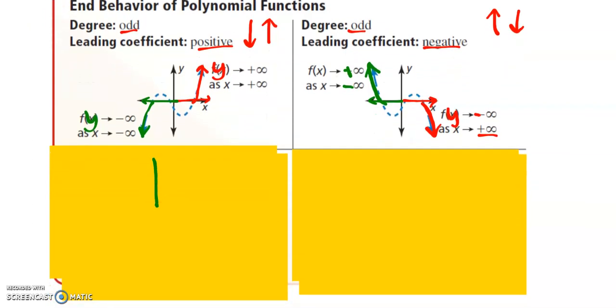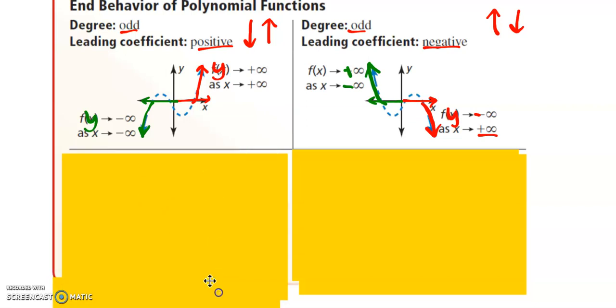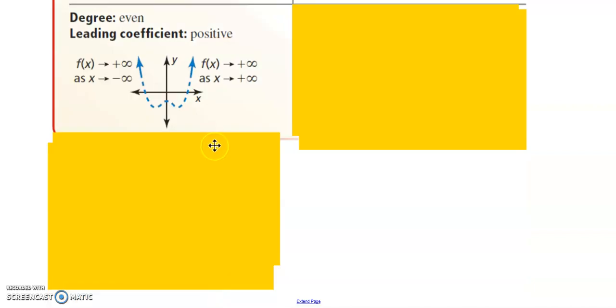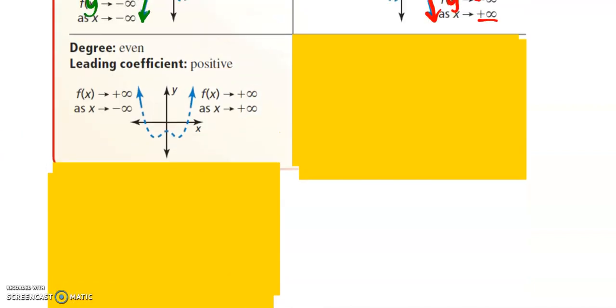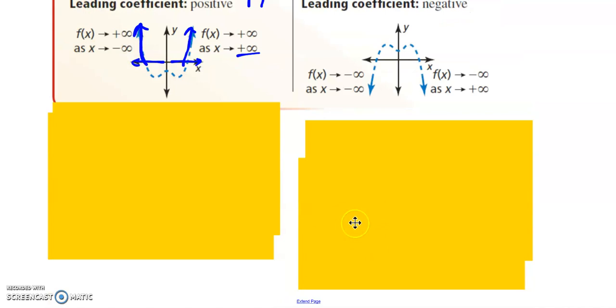Okay, next one then. Let me erase that. Next one. We have an even degree with a positive coefficient, so up and up, which means as x goes positive, y goes positive. As x goes negative infinity, y goes positive infinity. Everything's going up. As x gets big, y gets big. As x gets big negatively, y gets big positively. Okay? And then the last combination would be down and down.